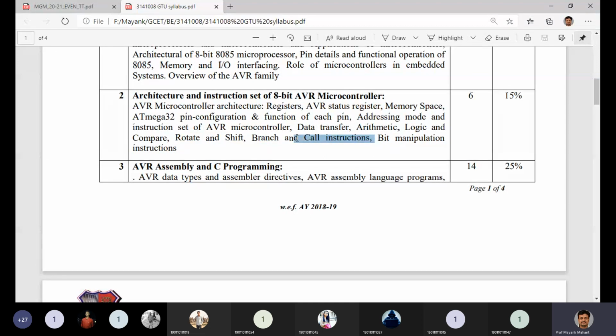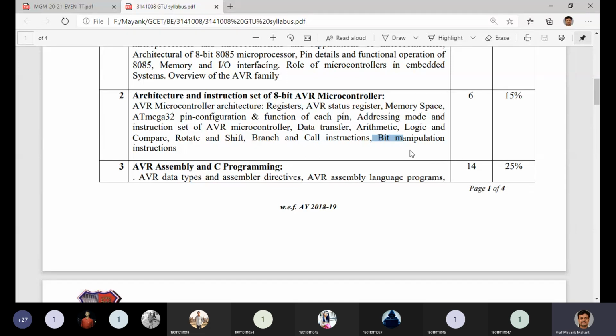So these are the different types of instructions, the categories of instructions: data transfer instruction, arithmetic and logic instructions, rotate and shift instruction, branching instruction. Branching instruction means many times, if a particular condition is satisfied, we want to skip a particular stretch of the program. All that can be done with the help of branching instructions.